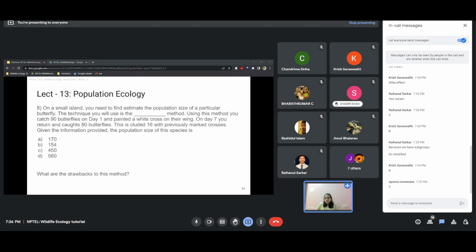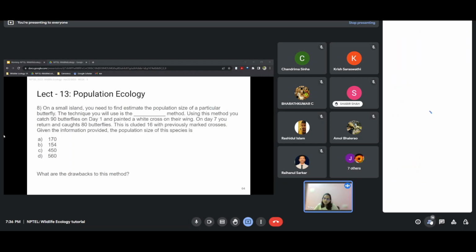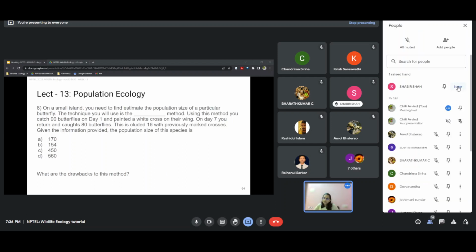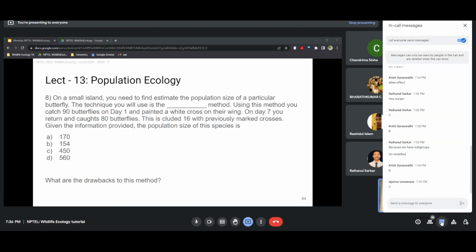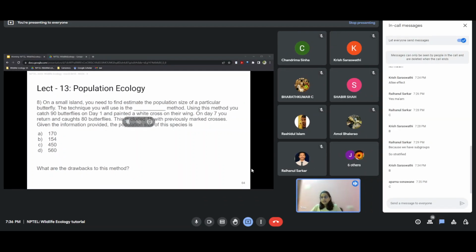So apart from two people, nobody is calculating. This is very easy. You can use your phones to calculate. Shabir, do you still have a question? Because I'm not sure why your hand is raised. Anyone else? Any answers? Are you calculating? You have to tell me that you are calculating or you don't know.